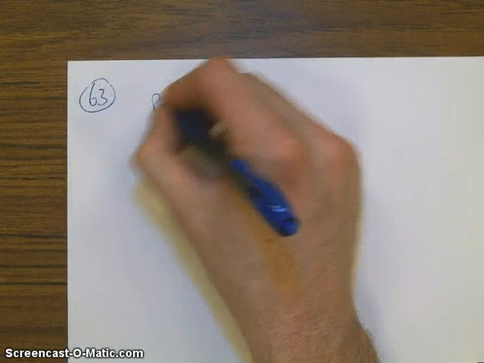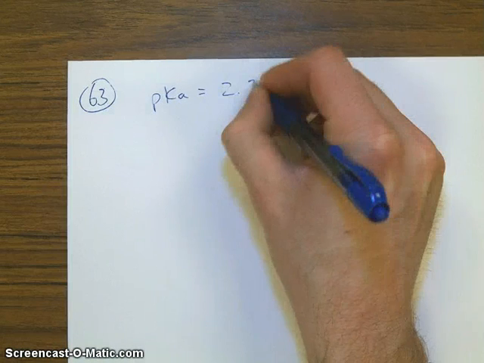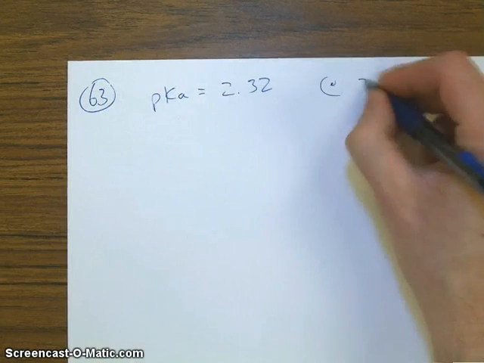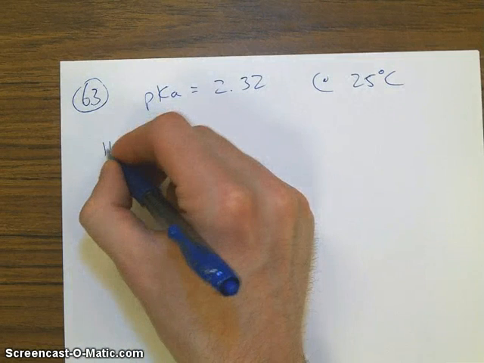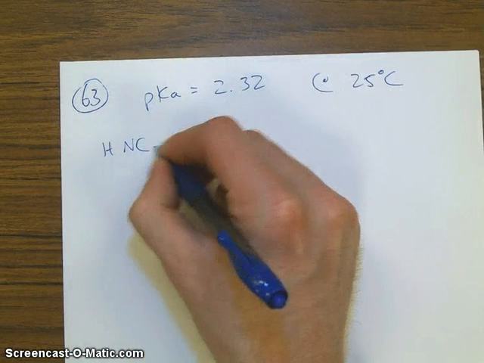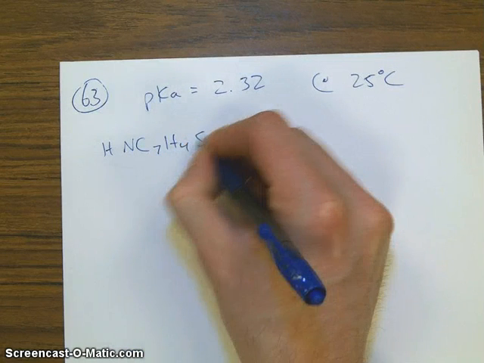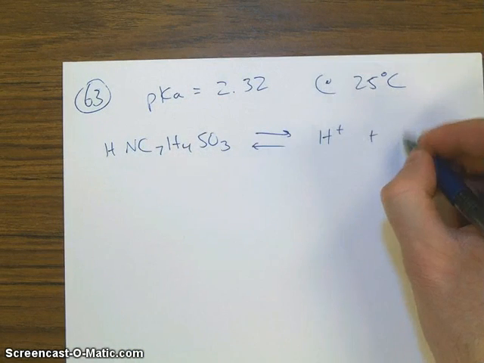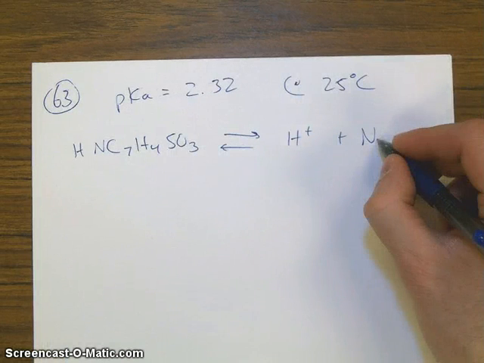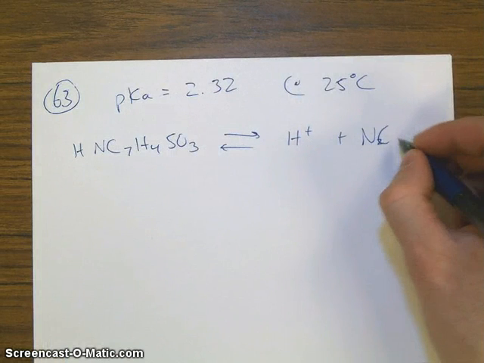I'm going to be showing you how to do problem number 63 from chapter 16, which deals with pKa. In this question they tell you that you have a pKa of 2.32 at 25 degrees Celsius. Then they tell you you have this compound called saccharin, which is HNC7H4SO3, and it is dissociating into obviously hydrogen ions and its equivalent acid, or base I should say.